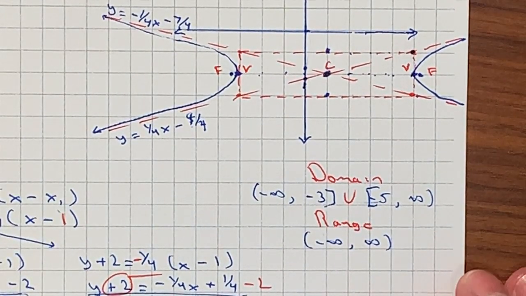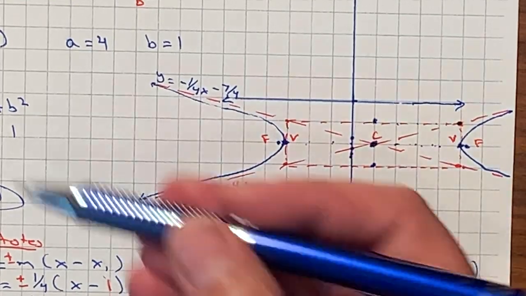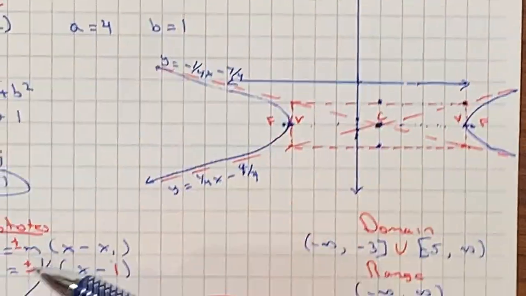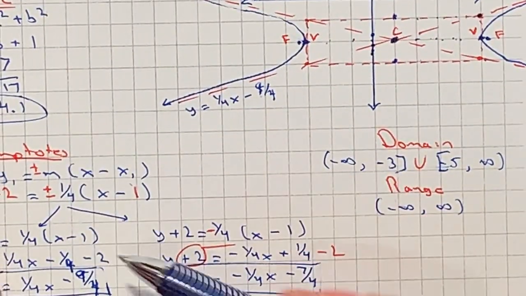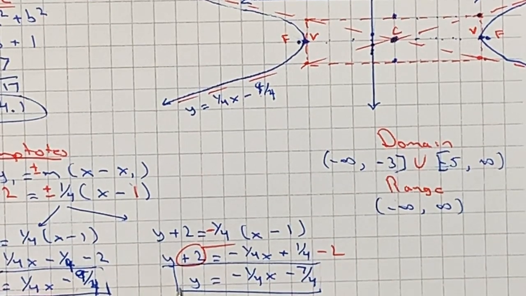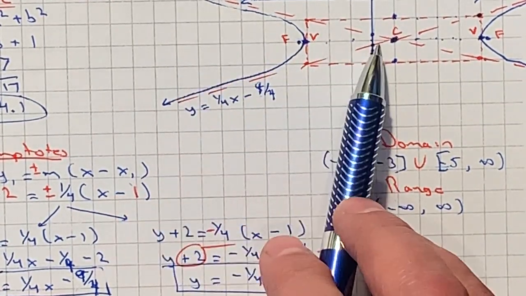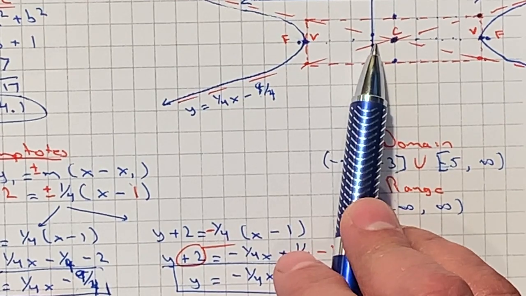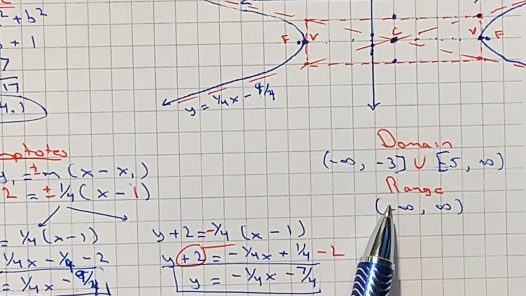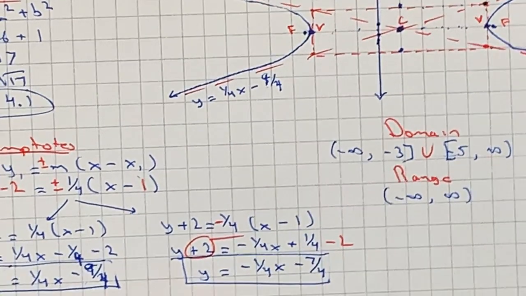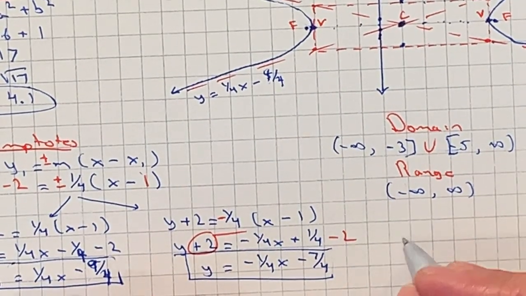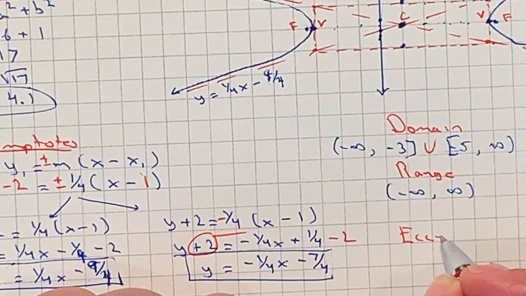So remember that for your homework, you want to make sure that you find your center, find your asymptotes, and don't forget to confirm that those match the lines that you have. Find your domain and range. And what else am I missing? I'm missing my eccentricity.